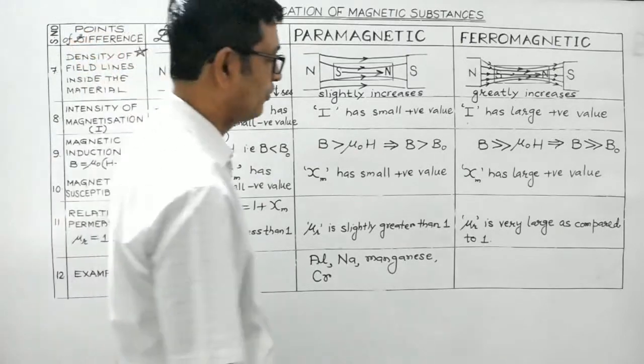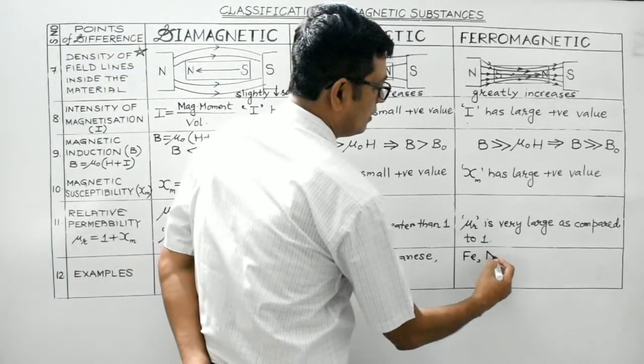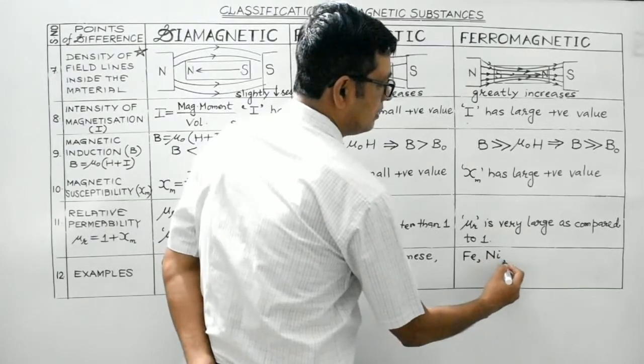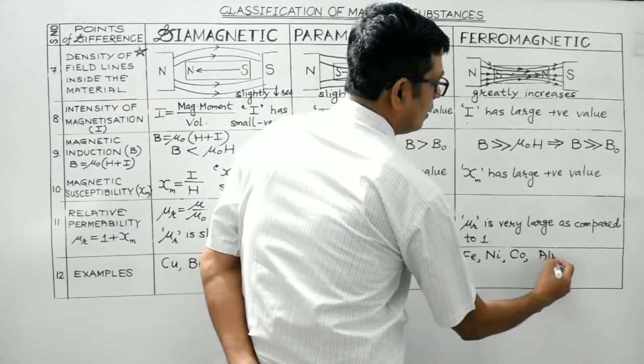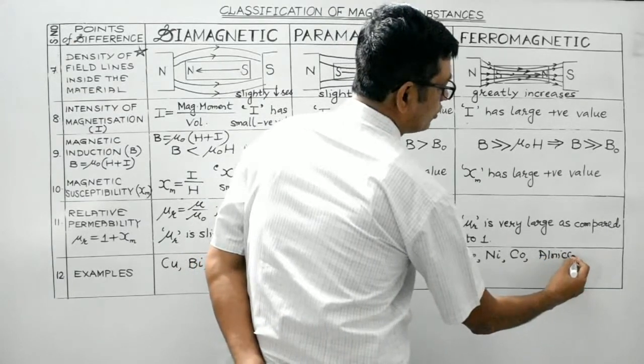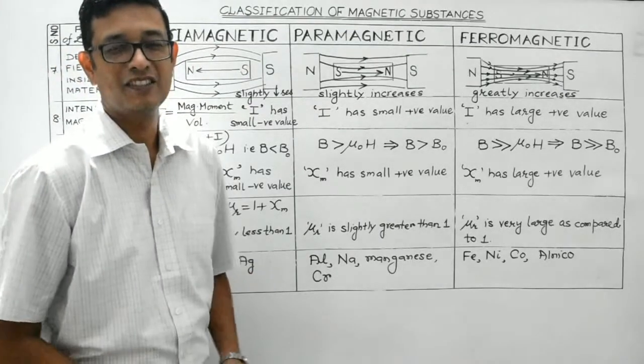For ferro students, obviously, iron, nickel, cobalt, alnico. So these are the examples of ferromagnetic substances. Clear?